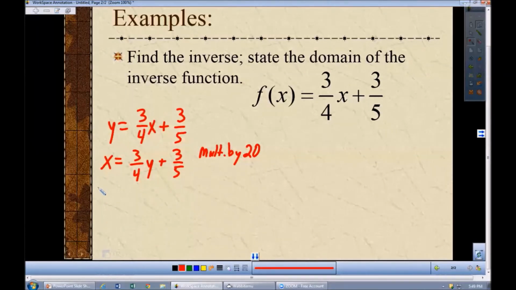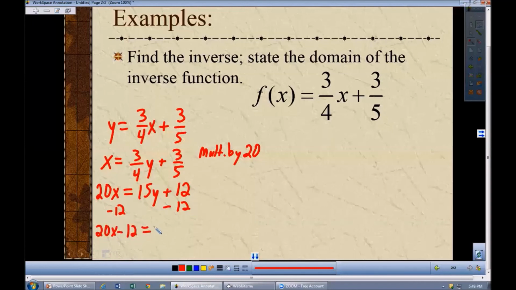20 times x is 20x. 20 times 3/4 y is 15y, because 15 is 3/4 of 20. 3/5 times 20 is 12, because 3/5 times 20 is 12. Now I can more clearly isolate the y. I can subtract 12 from both sides. We have 20x minus 12 equals 15y. And as a last step, I can divide both sides by 15.